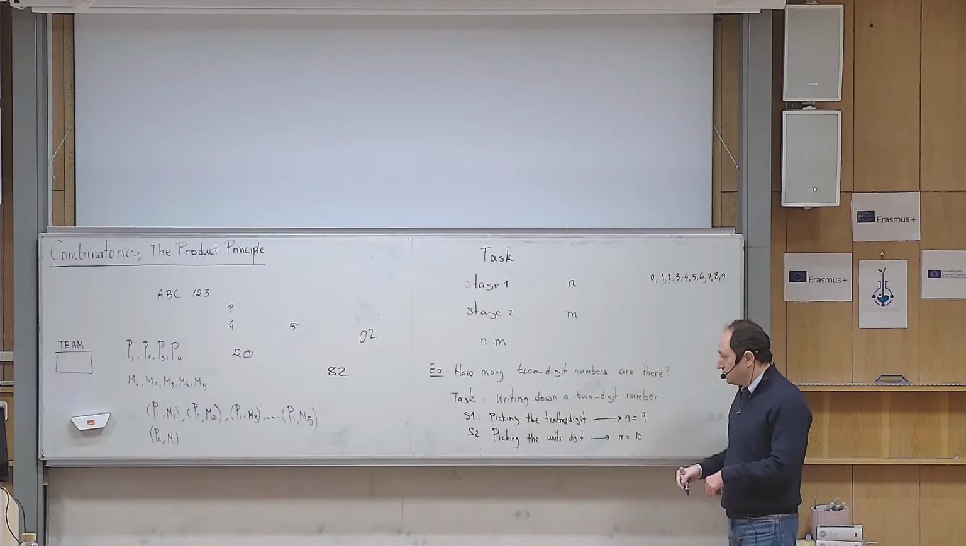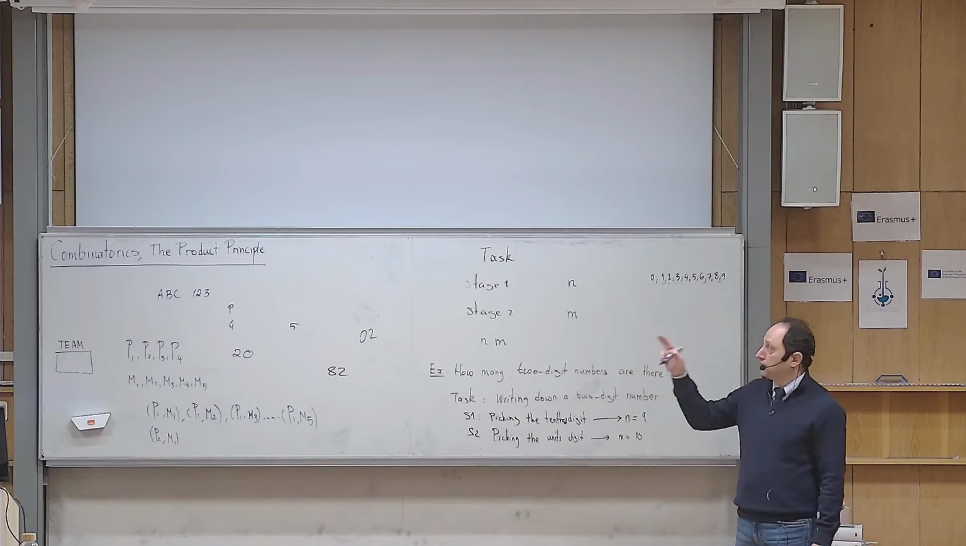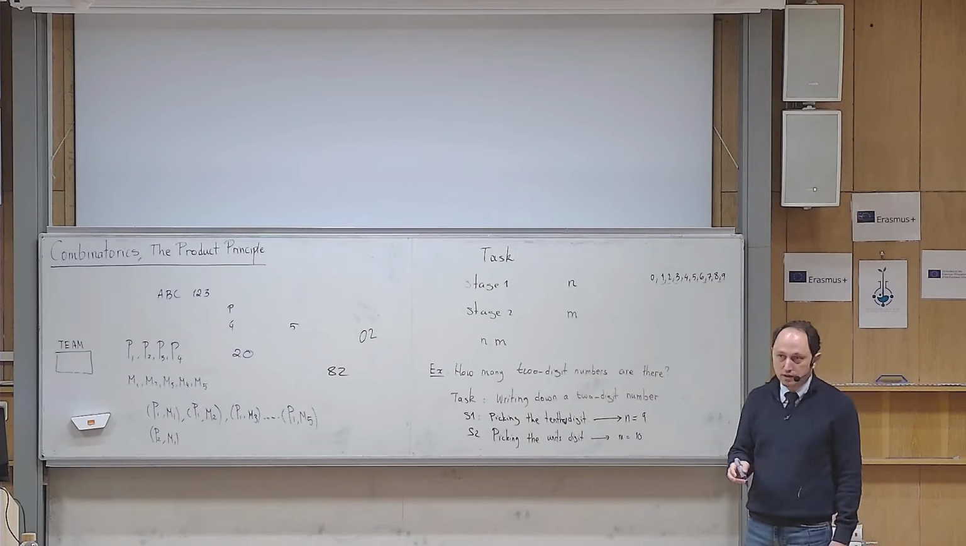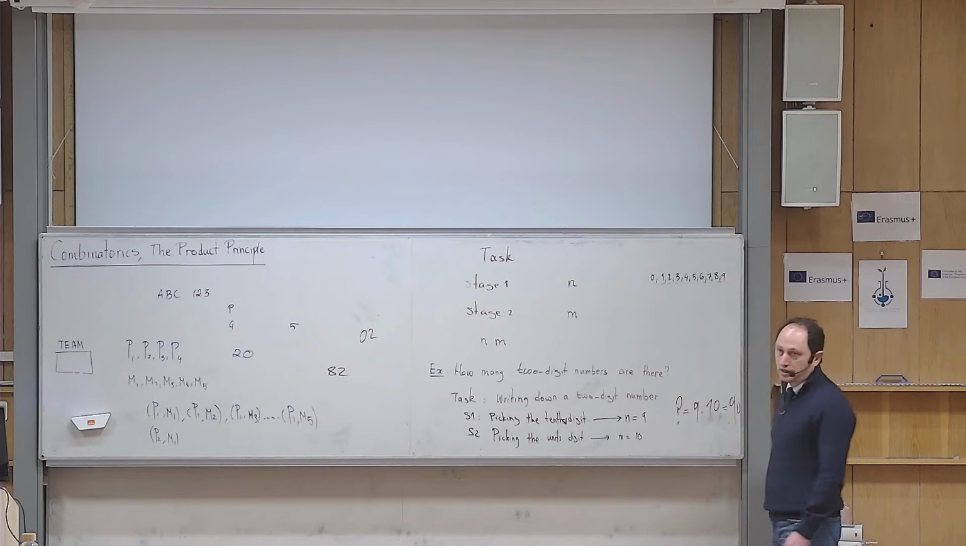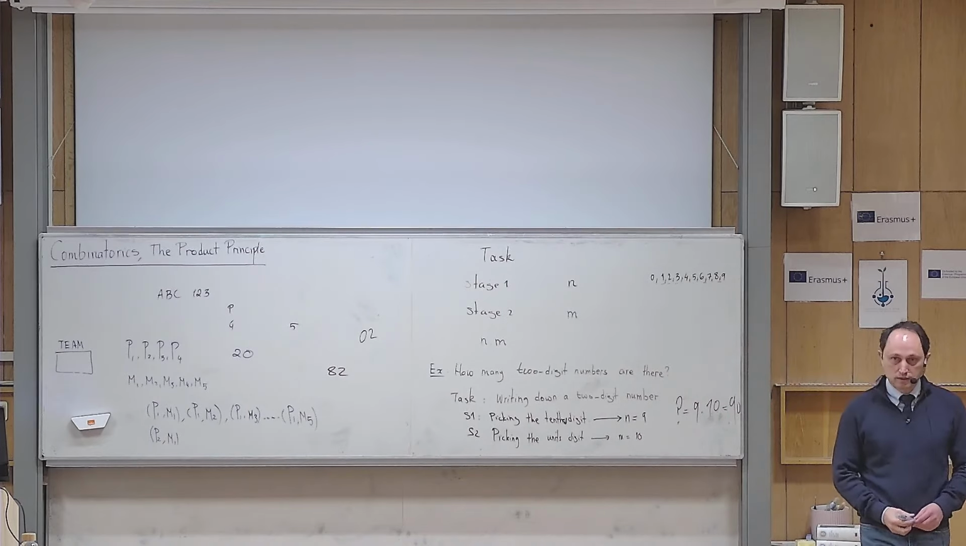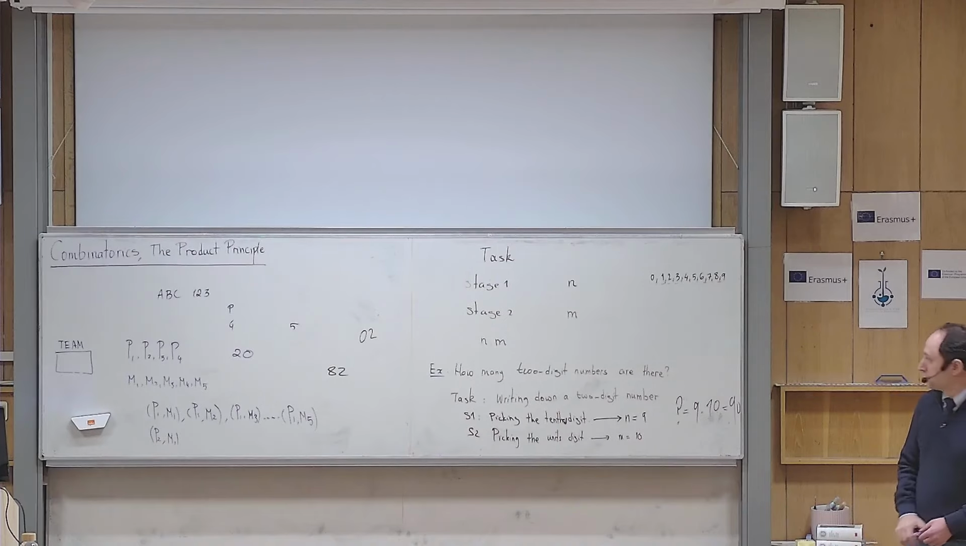If this is the case, it means the product principle is applicable, and the answer to the question is extremely simple: 9 times 10, which is 90. And that is exactly the answer that you expected. Yes, is that clear? Okay.